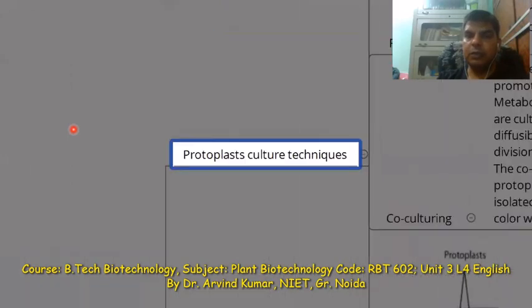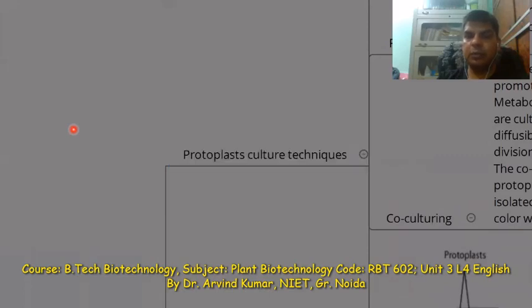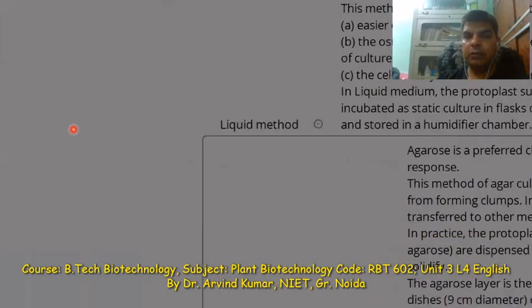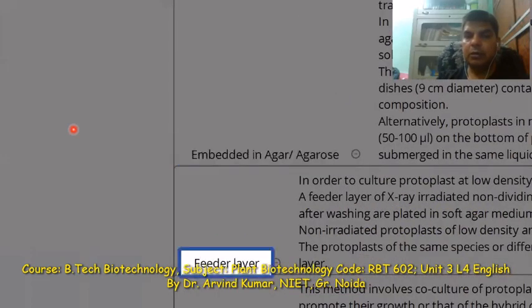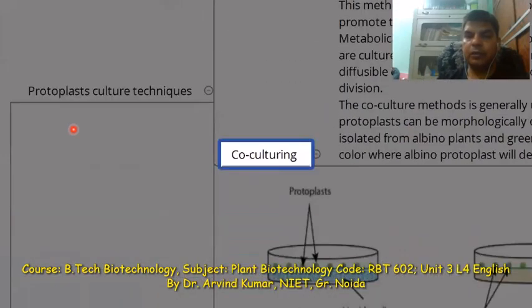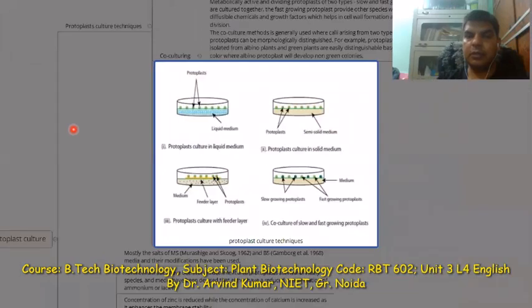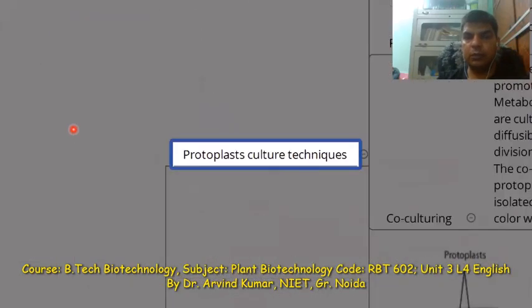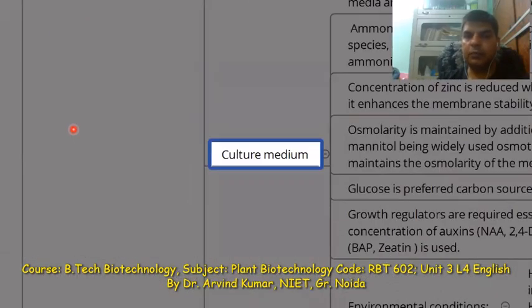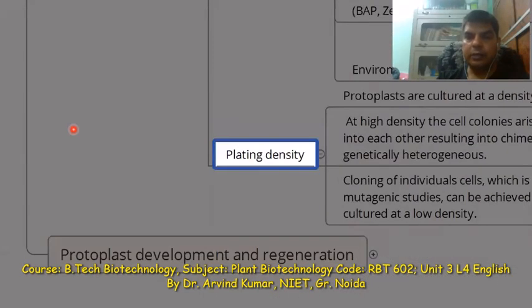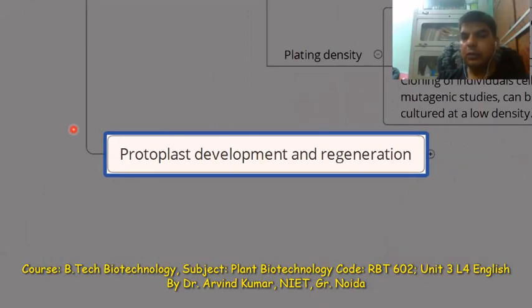Then protoplast culturing, again we have talked about the methods and techniques. We have four methods here: liquid culture, embedding in agar or agarose culture, feeder layer, and co-culturing. With this diagram, it is clear how these four methods actually work. Then we have talked about the culture medium and the plating density. The last thing we are going to discuss here is protoplast development and regeneration.